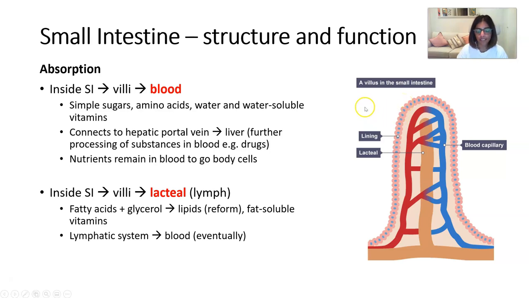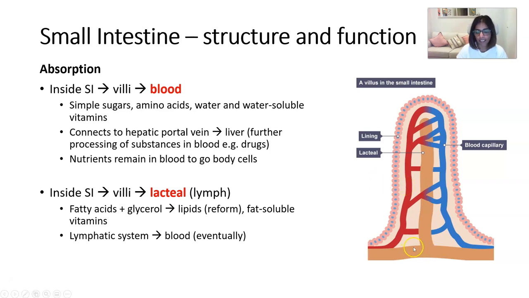So once we've had digestion in the small intestine, these monomer units, such as glucose, amino acids, water, and water-soluble vitamins, will be absorbed directly into the capillaries. The nutrients will then go to body cells and to the liver to be detoxified.